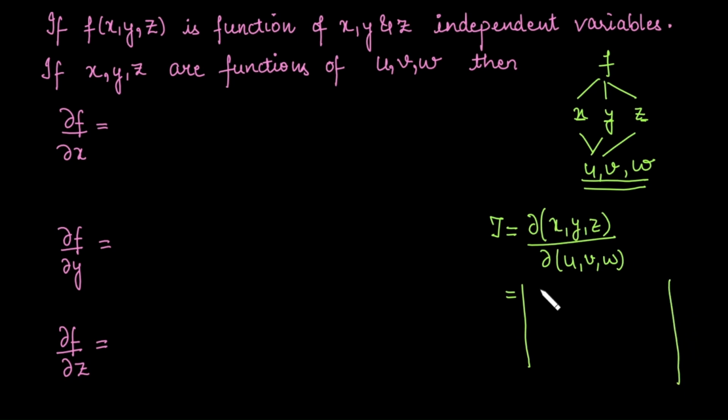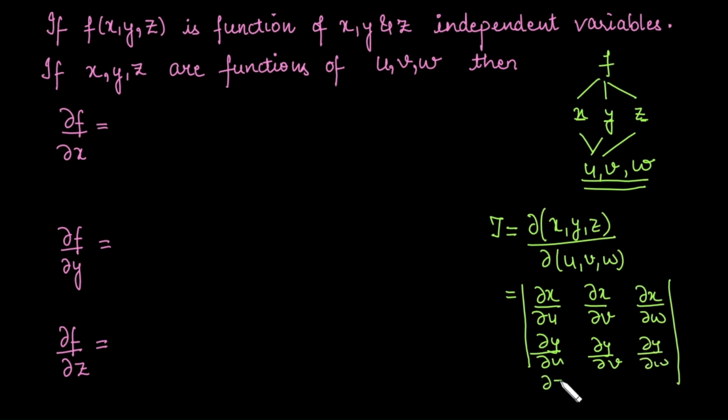Here we will calculate the derivative of x with respect to u, that is a partial, as it is depending upon more than one variable. Partial derivative of x with respect to v, partial derivative of x with respect to w. Then partial derivative of y with respect to u, y with respect to v, y with respect to w. Then calculate the partial derivative of z with respect to u, z with respect to v, z with respect to w, and then calculate its determinant, that is the value of the Jacobian.